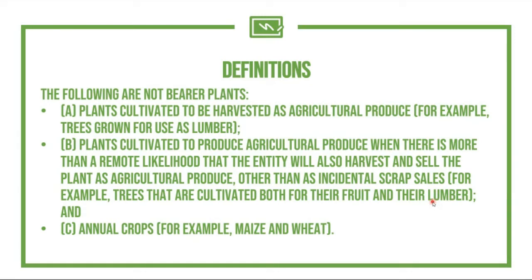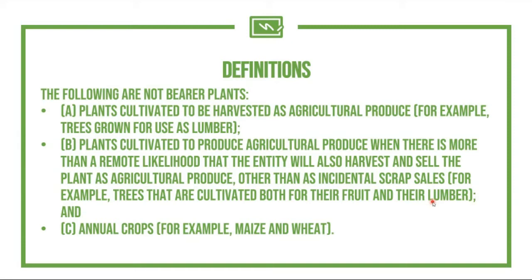I don't have a specific example because I really have no idea as to what kinds of trees we have. But basically, if we have a plant or a tree that is being used both for its fruit and its lumber or its log, then it is not considered to be a bearer plant anymore.